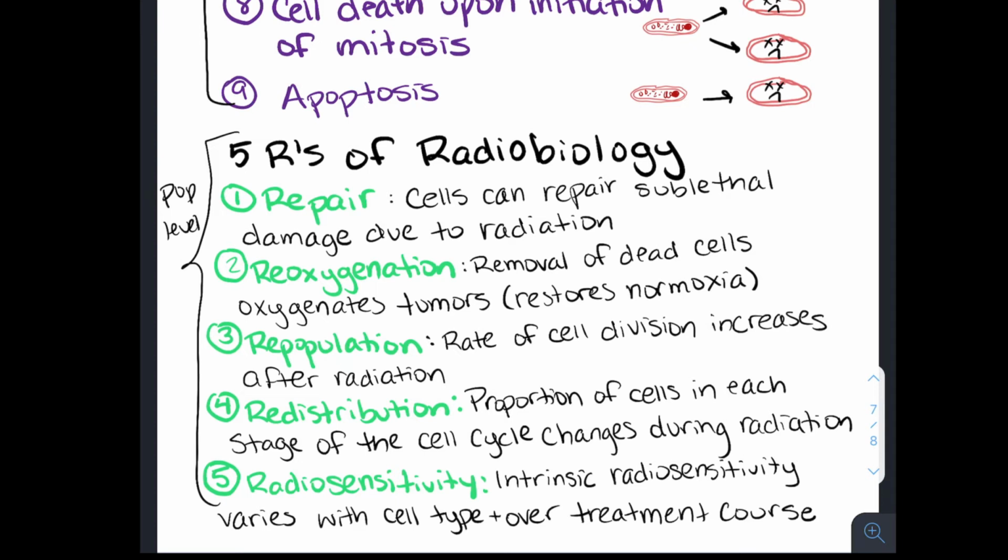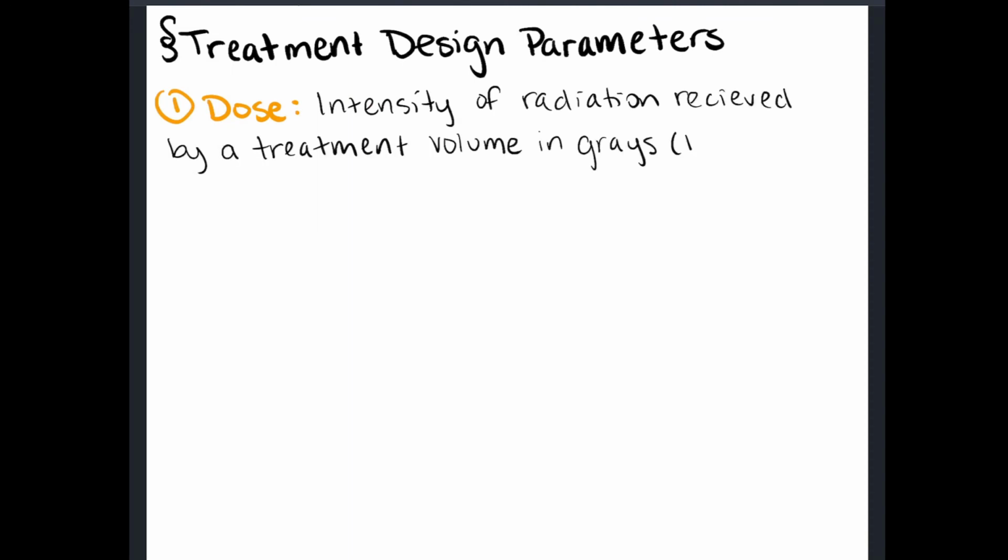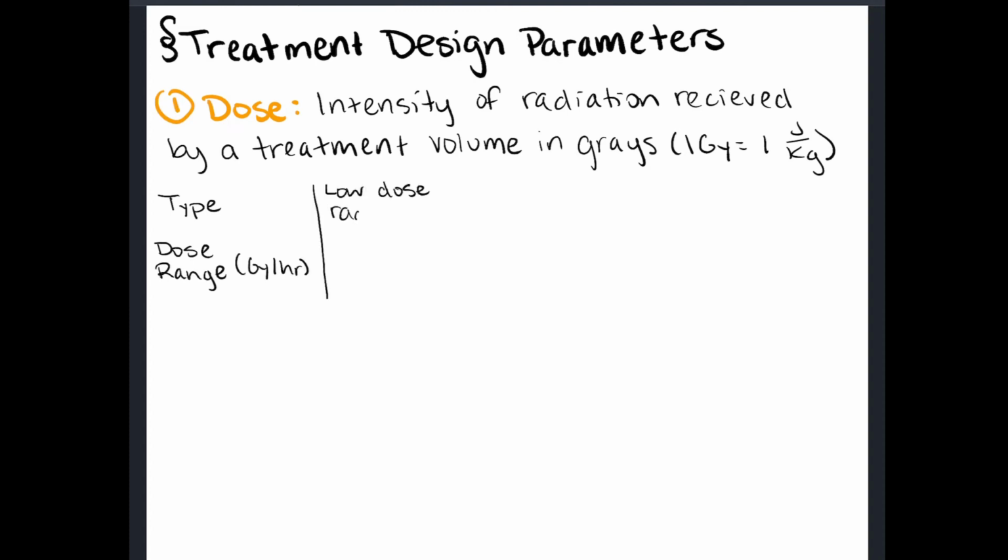A successful treatment plan maximally kills tumor cells while sparing normal tissue. Brachytherapists attempt to accomplish this by fine-tuning 3 parameters: dose, fractionation, and source placement. Dose refers to the intensity of radiation that an area receives. It is measured in units of grays, where 1 gray is equal to 1 joule per kilogram.